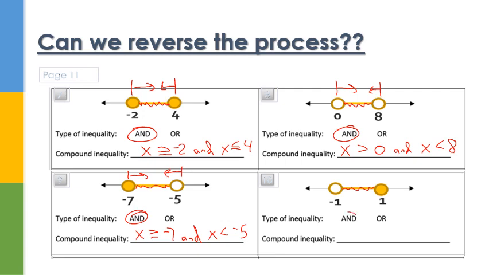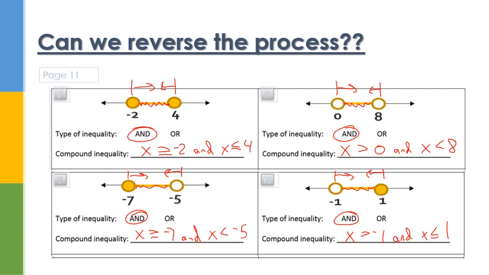This last one, it's another and. I have x is greater than -1. Again, noticing that it's open and shading to the right. And it's another compound and. You're going to have a closed point shading to the left, so it's going to be less than or equal to 1.